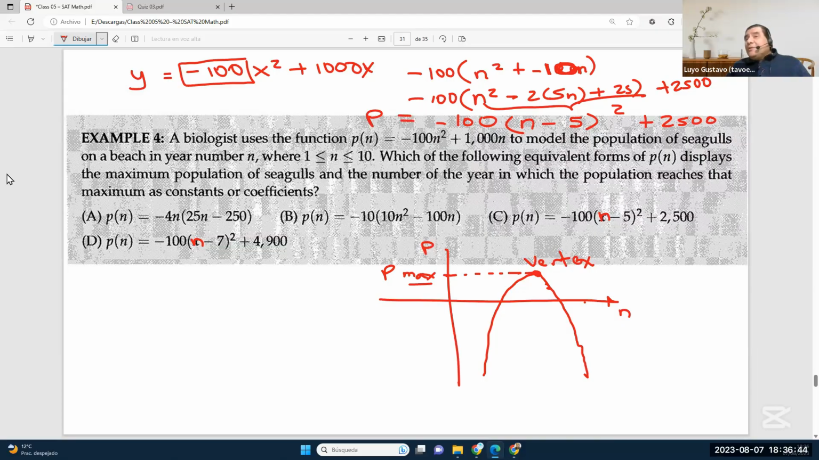So this form clearly gives us the vertex because, remember, this is h and this is always k. So the value of P max is the value of k. It would be 2500. Actually, you could identify that, but it corresponds exactly to option C.